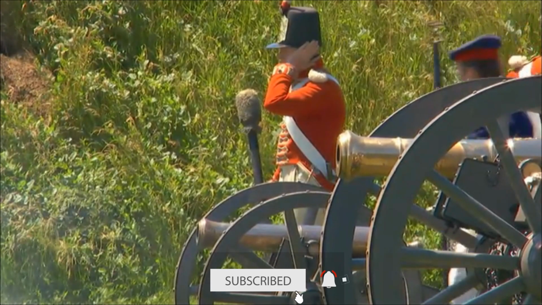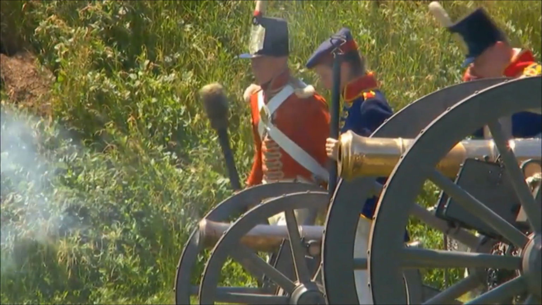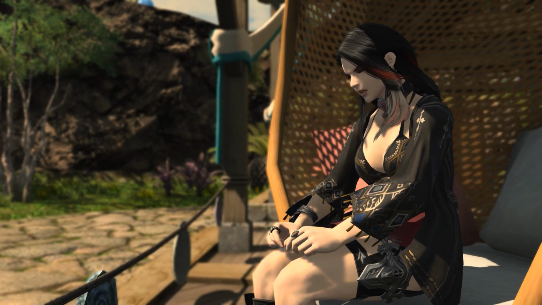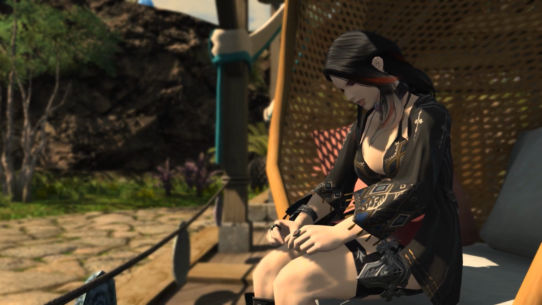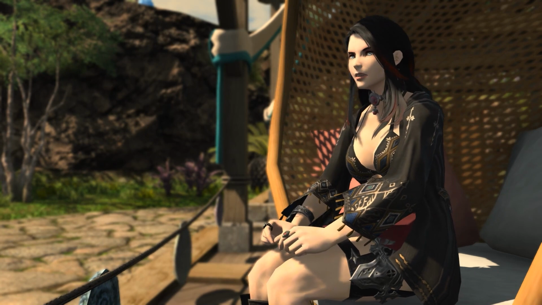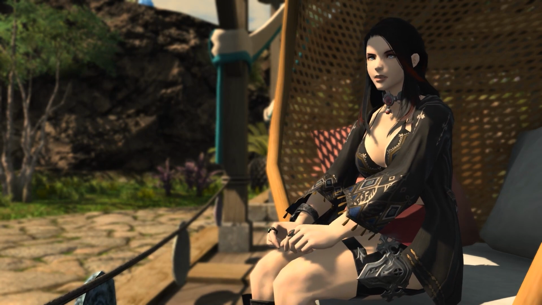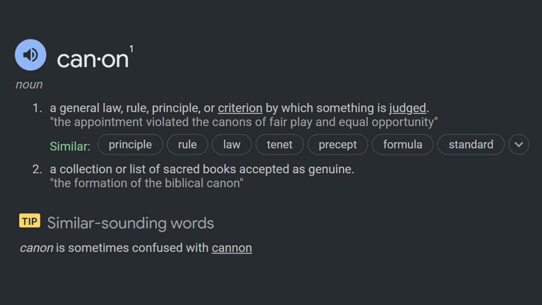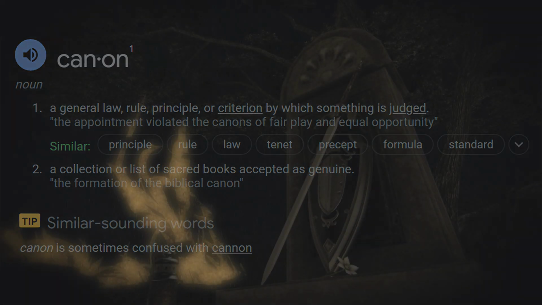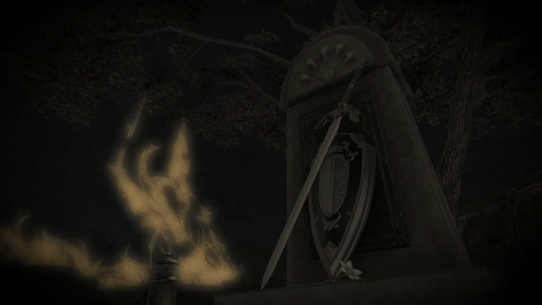Canon. No, not that canon. Not that one either. I'm talking about the canon that determines which facts and events have an actual impact from an in-universe viewpoint. It's defined as a set of criteria or a standard of judgment originating from the Greek canon, meaning rule. So today, we're going to be talking about the rules that govern what is part of the whole.